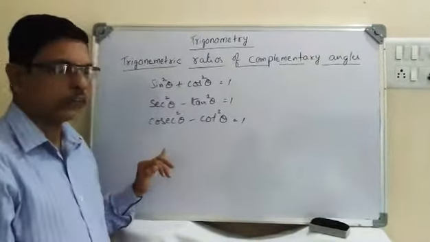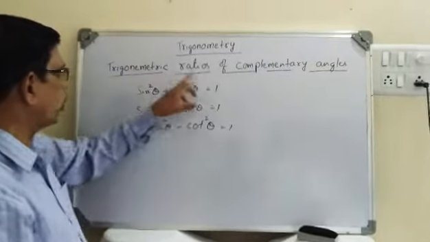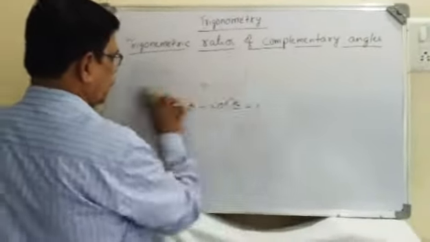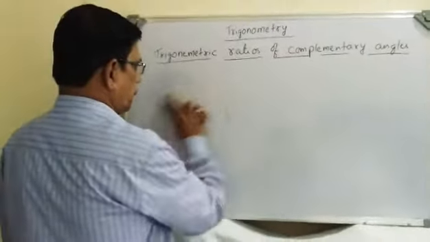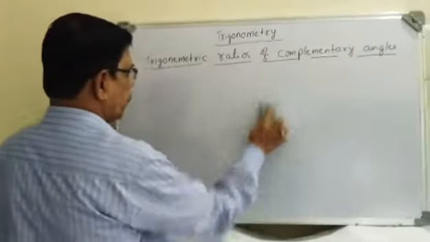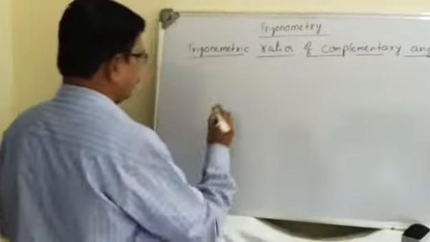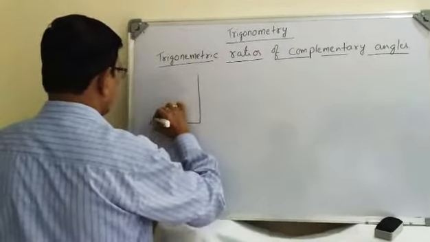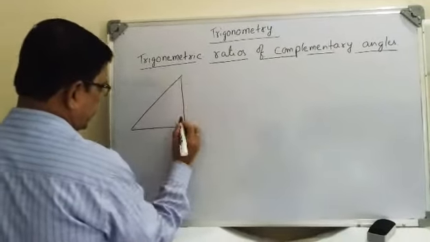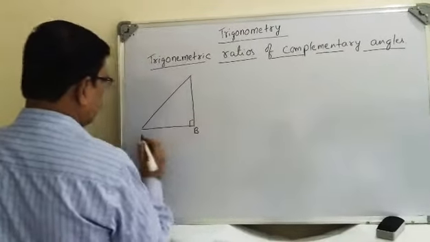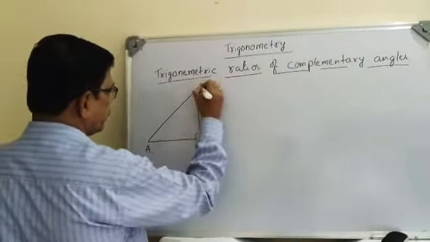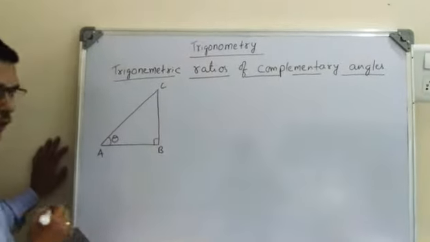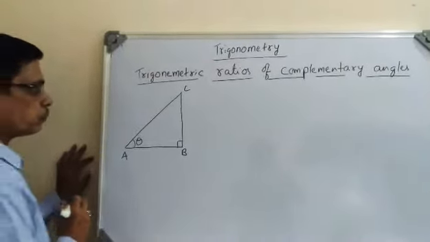Now in this video lesson we learn about the trigonometric ratios of complementary angles. Here we take a triangle ABC. This is triangle ABC where angle B is equal to 90 degrees. This is A and this is C, where this angle A is equal to theta. This is an acute angle.